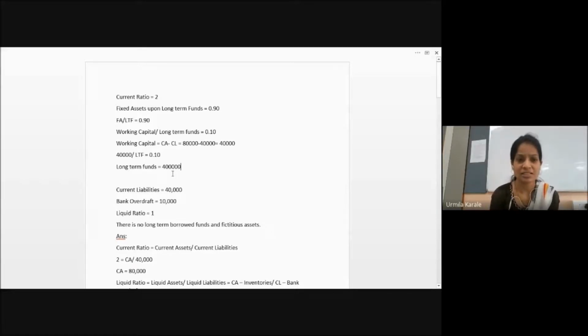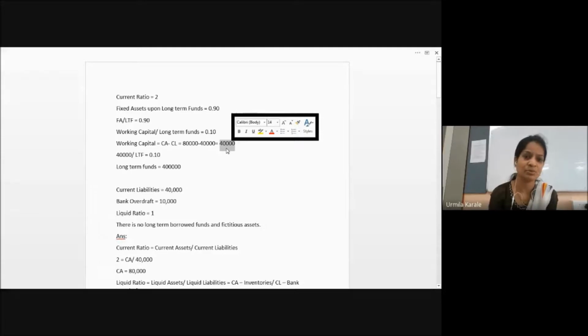Now just try and understand, even if you don't see anything here, you can easily understand working capital is 10%. ये अगर 10% है तो 100% कितना होगा? इसके 10 times more, that is 4 lakh. If long term funds are 4 lakh, out of which working capital is 40,000, then the remaining is fixed assets. Either you can find it like long term funds minus working capital equals fixed assets, or put the information in this formula only, right?